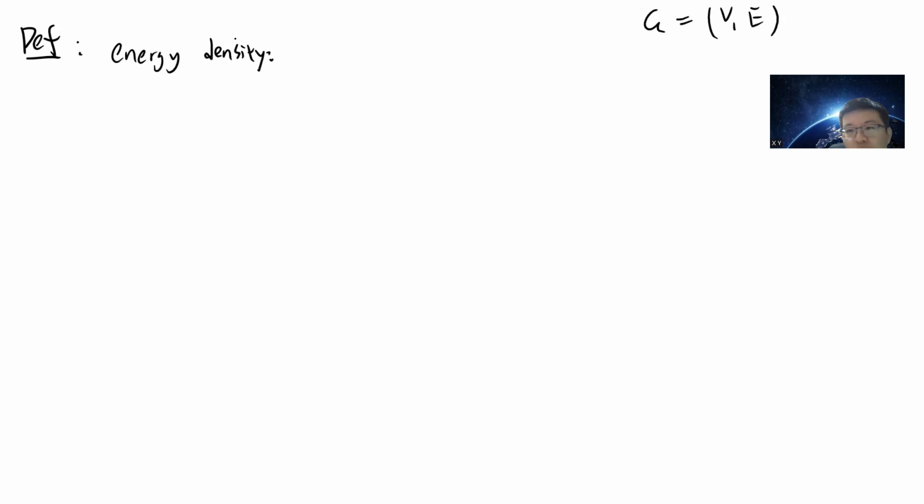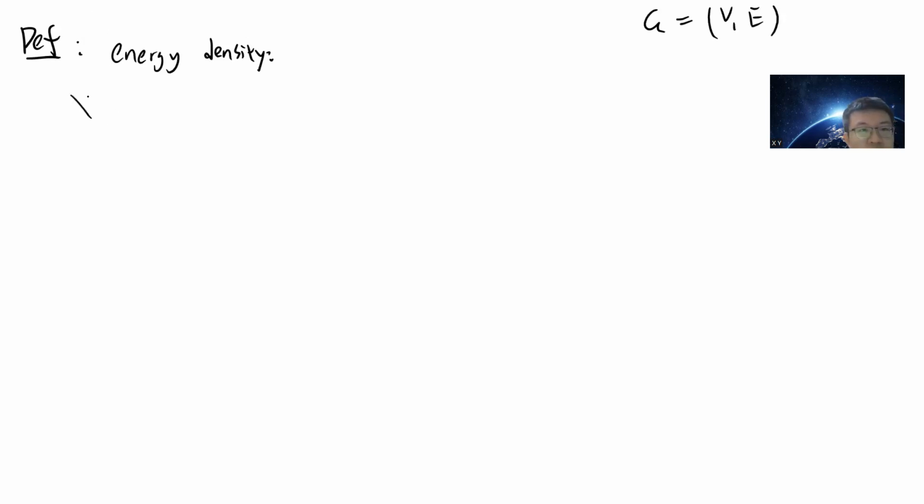Let me just give a definition. We are talking about graph theory. First we need to define an idea called edge density. The setting starts from some simple graph G, and we can define the edge density.